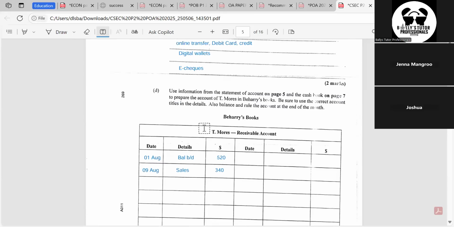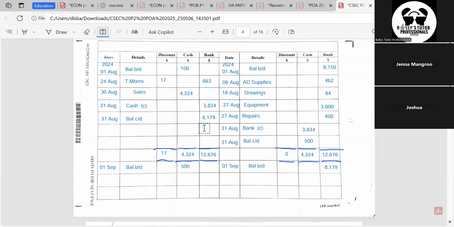When assets increase you debit, when assets decrease you credit. So if the amount he owes increases, it's going on the debit side. If the amount he owes decreases, it goes on the credit side.